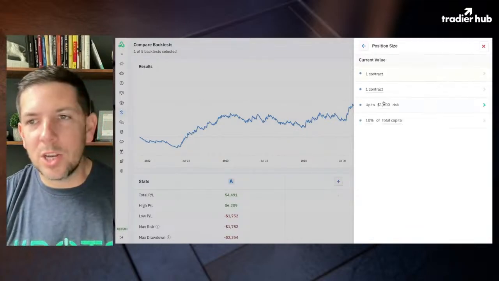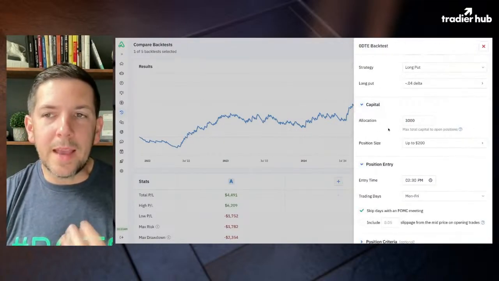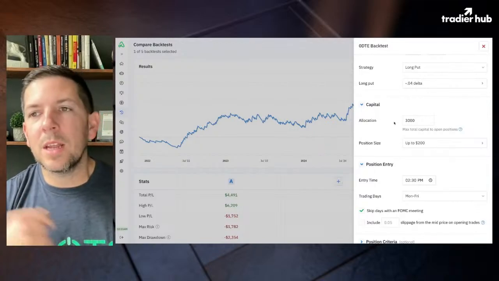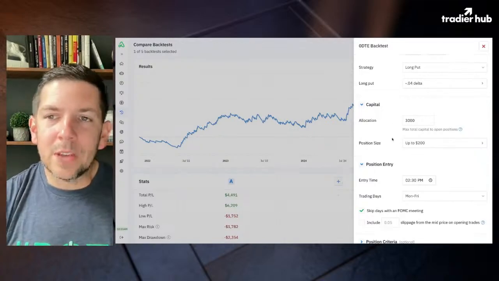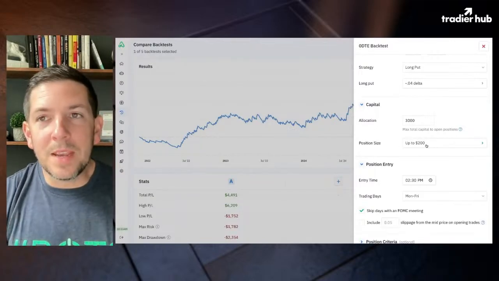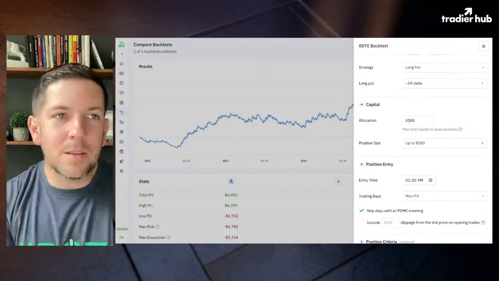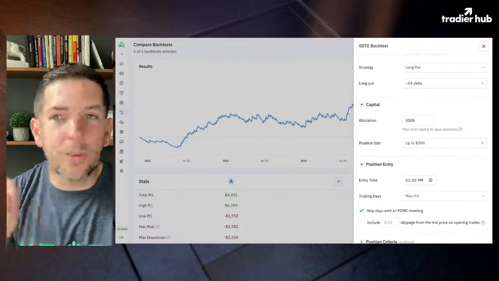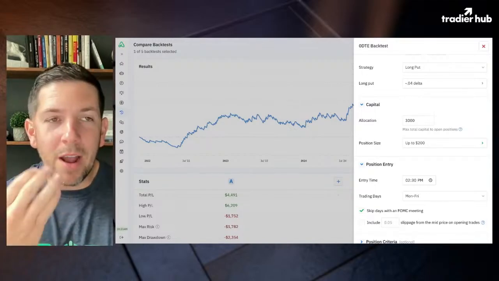Okay. Now you can, again, change this up if you want to, but the idea here is that you can test different capital allocations. So you can start with a little bit more money, start with less money, and then you can do position sizing. You can say up to $200 of risk, which means that if you go out to that long delta, that 4 delta long put, if that 4 delta long put is worth $50, it will grab 4 of them.